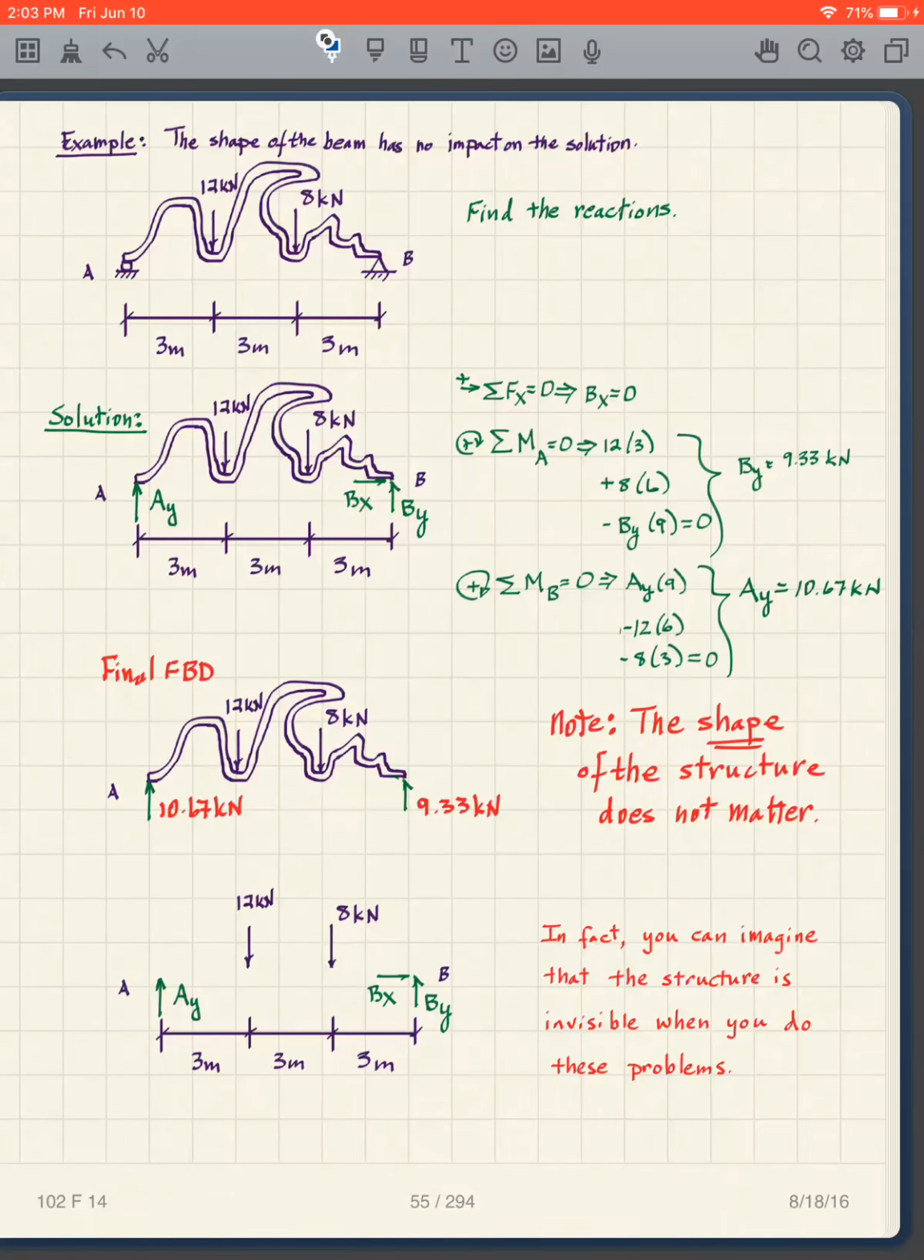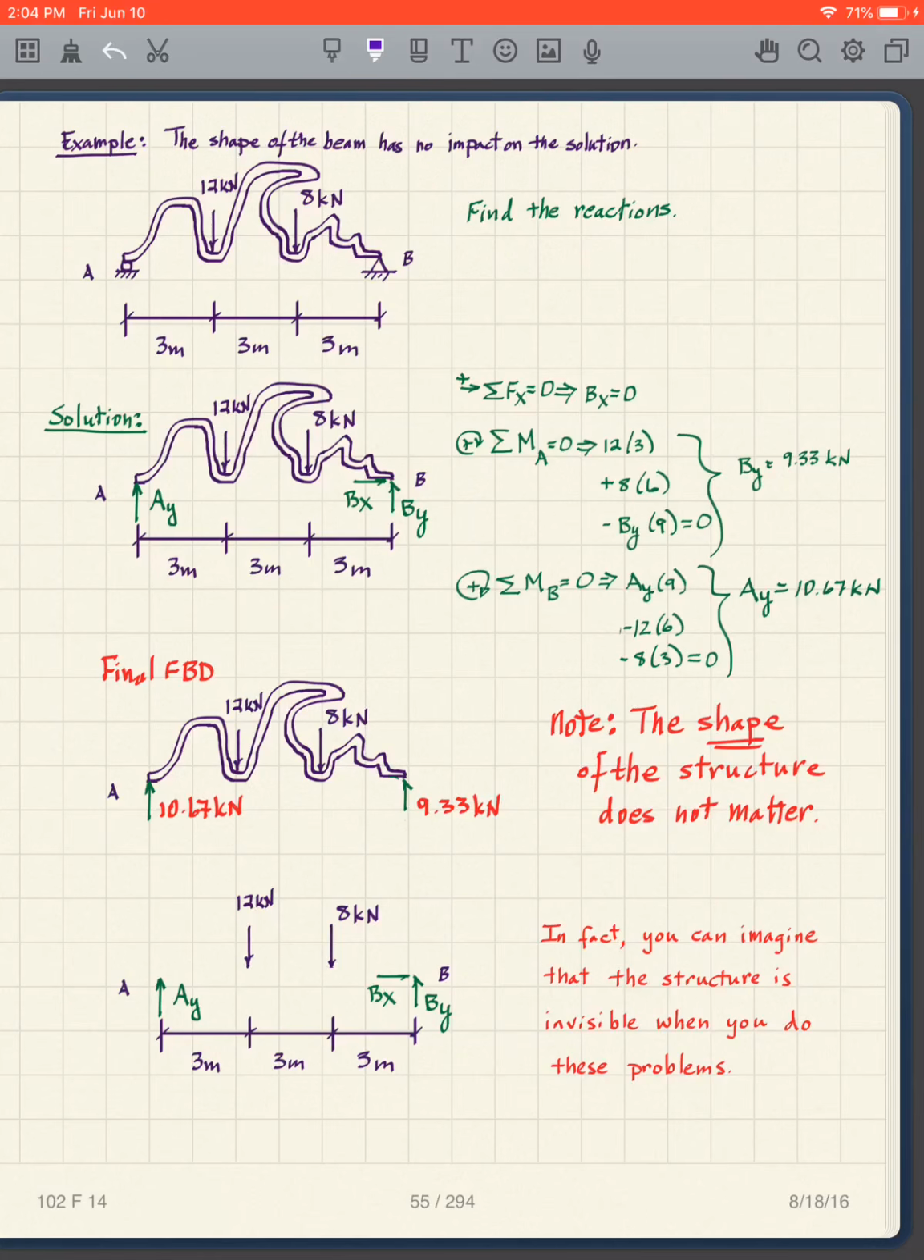All right, I want to make the comment that the shape of the beam has no impact on the solution. For instance, let's take this crazy looking beam here that's just sort of random. And I have a 12 kilonewton load and an 8 kilonewton load. Goal is to find the reactions. Well, I don't even look at the beam.